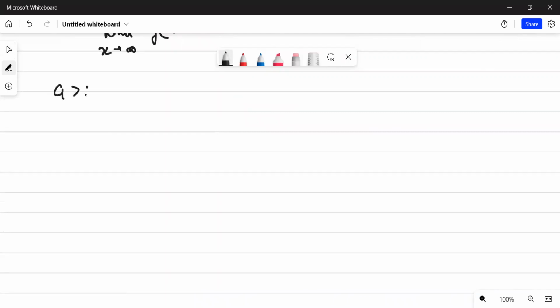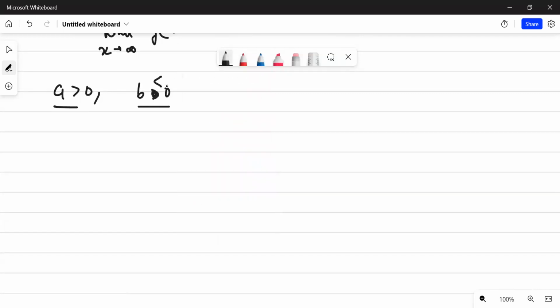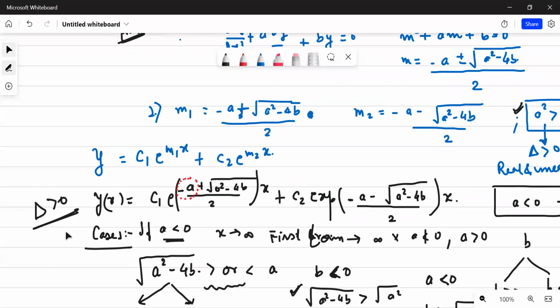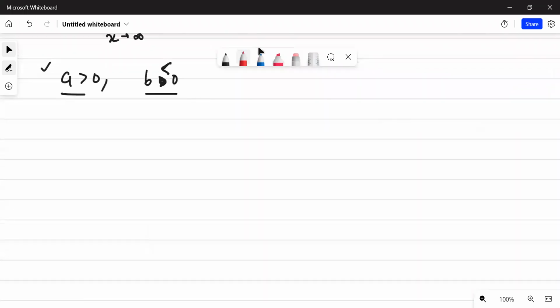Now if a is greater than 0 and b is greater than 0, or should I take the first case, b less than 0? If a is greater than 0 and b is less than 0, this is the case. If this is the case and all these cases are falling under the definition that if del is greater than 0, are you getting my point? So if a is greater than 0 and b is less than 0, then what will happen?